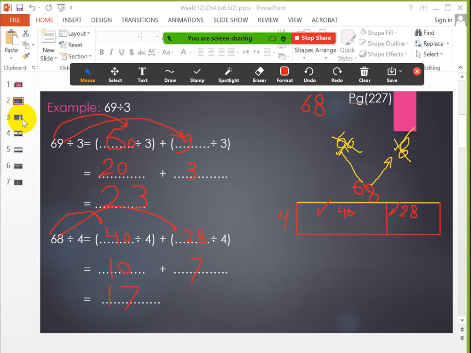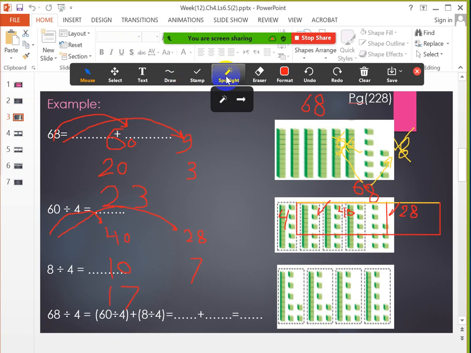If you finish, please type 1 in the chat to move to the second example. Okay.